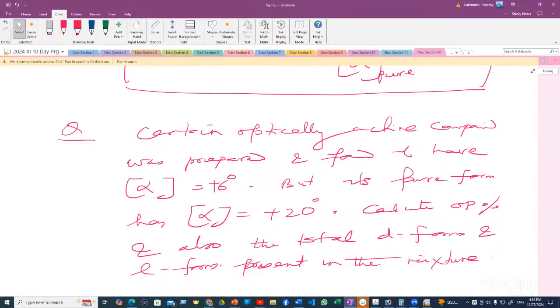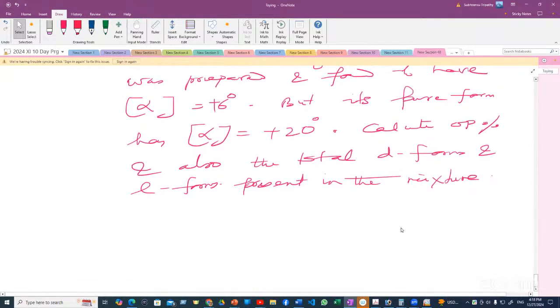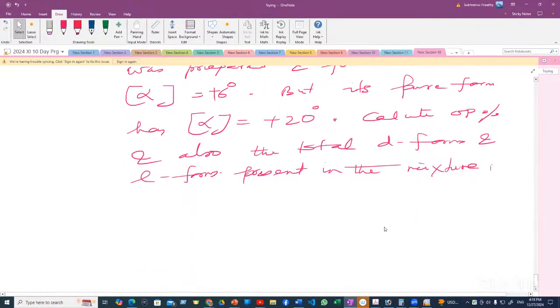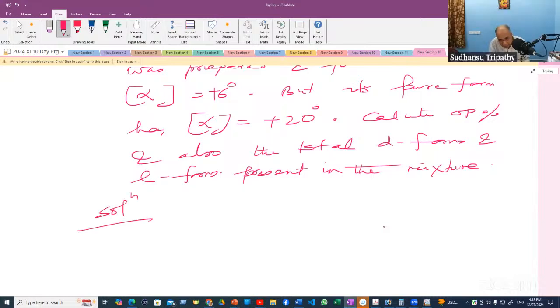Sir, optical purity is 30% and D forms 65% and L forms 35%. So if we calculate, OP by EE is equal to 6 by 20 into 100.